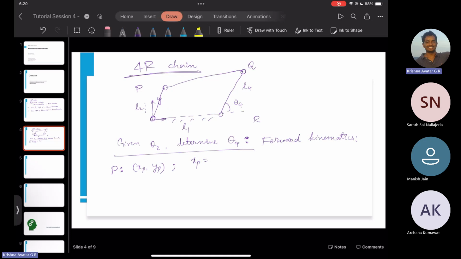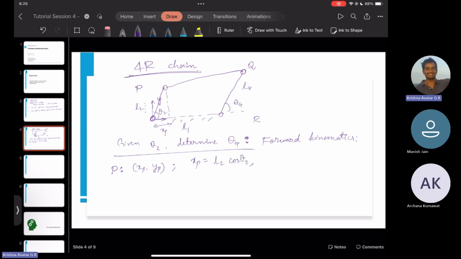Because when we project it, say we are projecting this here and this is theta 2, then we can clearly say that this is our XP. And XP is nothing but L2 into cosine theta 2. Likewise, YP will be the vertical projection of this link L2 on the y-axis. So this is our y-axis, right? So YP is equal to L2 sine theta 2, right?